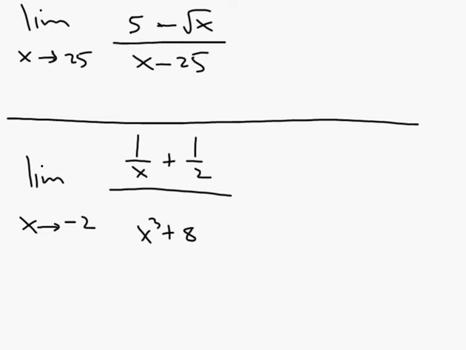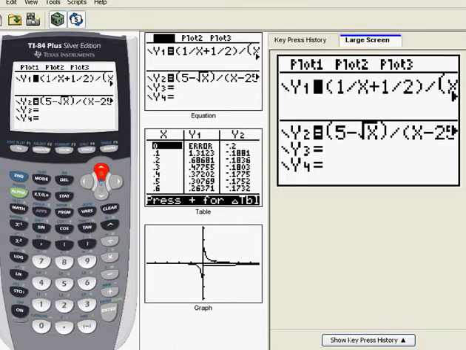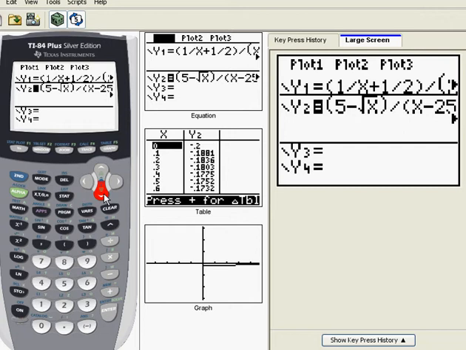So let's do that. So we go to our calculator here. I have both functions in the calculator. On a TI-84, if you highlight the equals sign and you hit enter, it becomes unbolded, which means it won't graph. On the TI-89, if you press F4 while highlighting a graph, it unchecks it, which means it won't graph. So now the second one there is highlighted, and there's the function 5 minus the square root of x divided by x minus 25. So we're going to look at the graph of that thing.